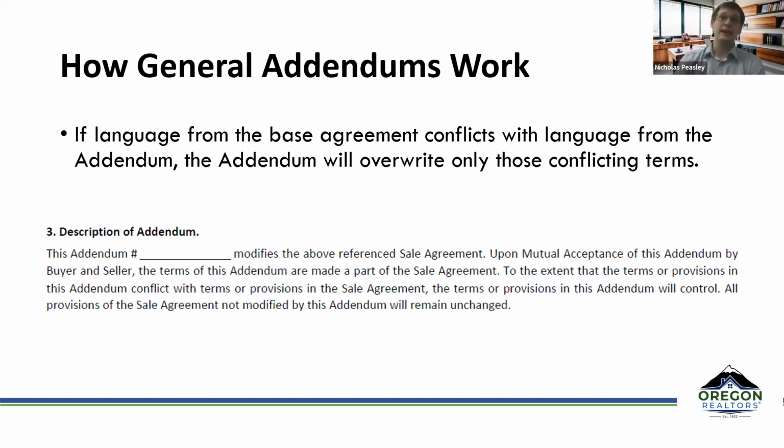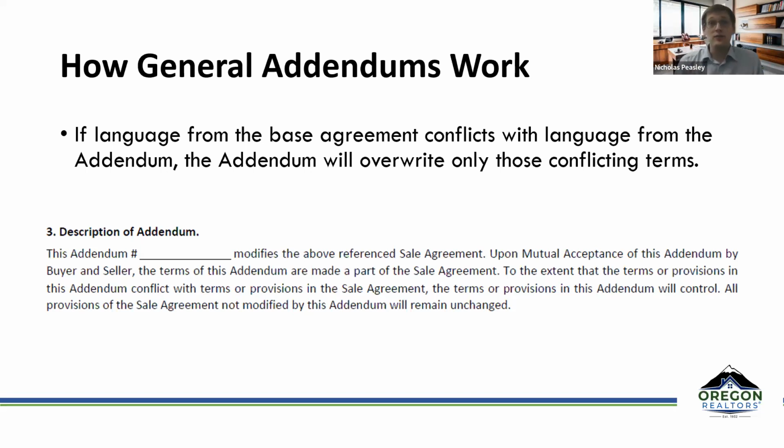Not really what the general addendum is intended for, but it can be used that way, and that's the way a lot of people use it. So if that is the way you like using general addendums, proceed. Otherwise, when you give someone a general addendum, they have to sign it. Otherwise, it doesn't become part of the agreement.